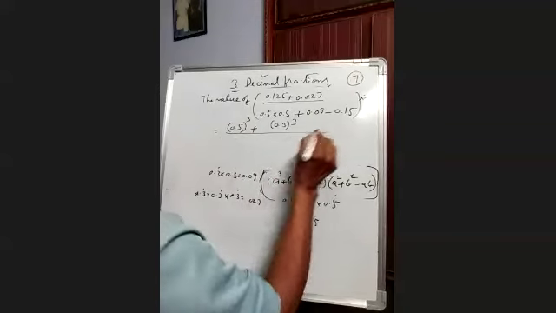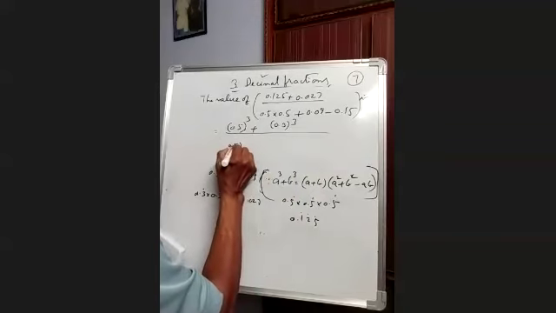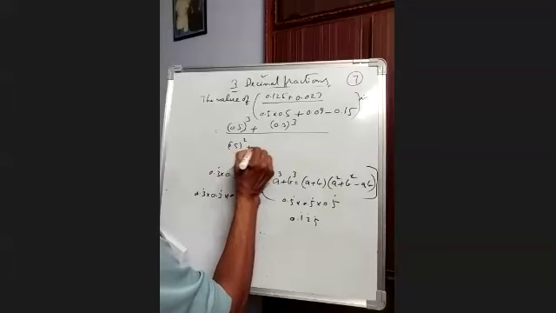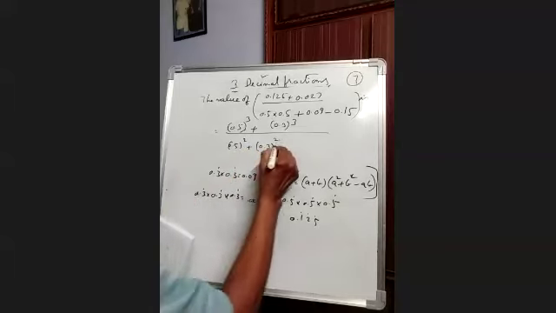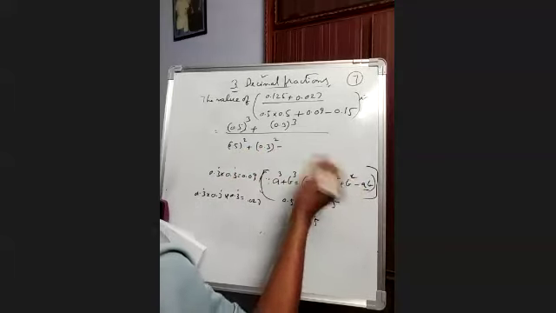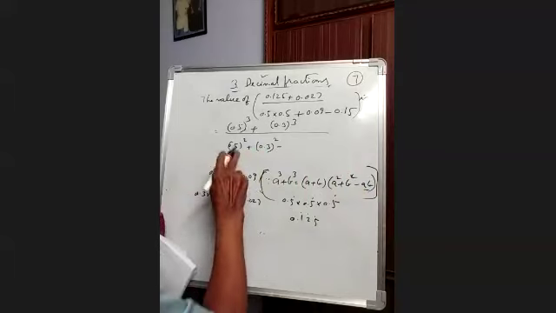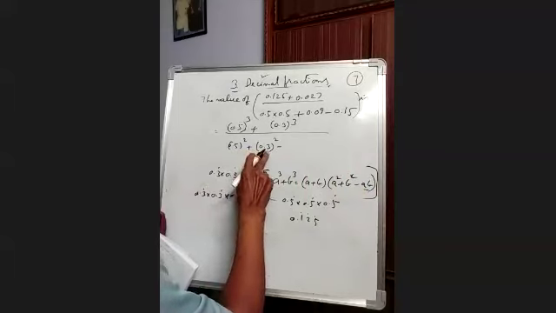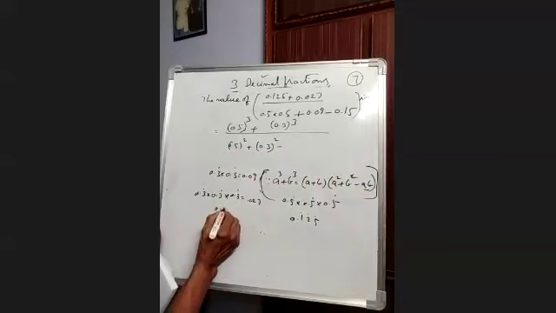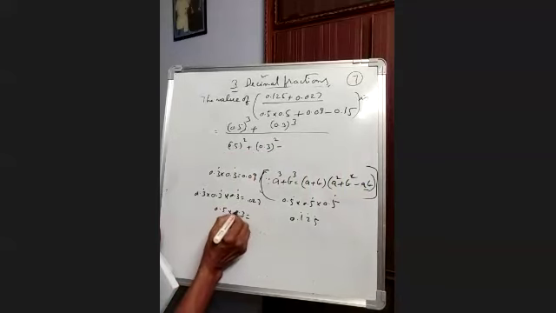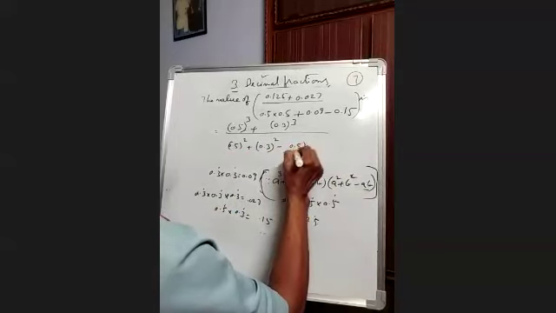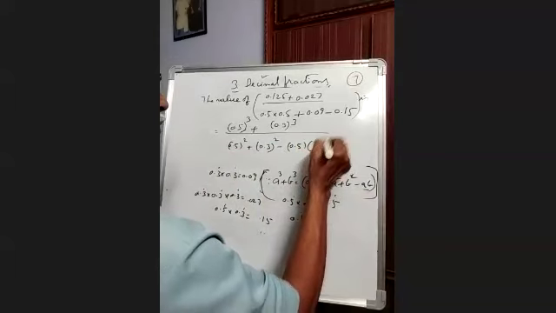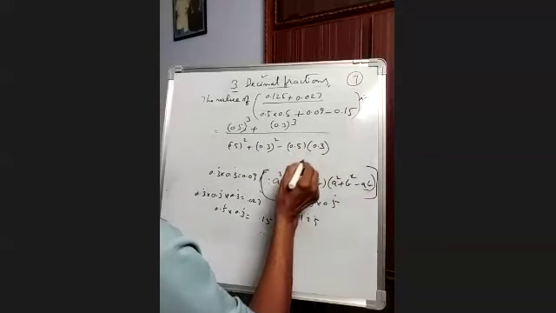Numerator will be like that. Denominator: 0.5 whole square plus 0.3 whole square minus, looking at the formula, A into B, 0.3 into 0.5, 5 into 3, 15, 2 places, 0.15. So 0.5 into 0.3, this will be 0.15, written like this.